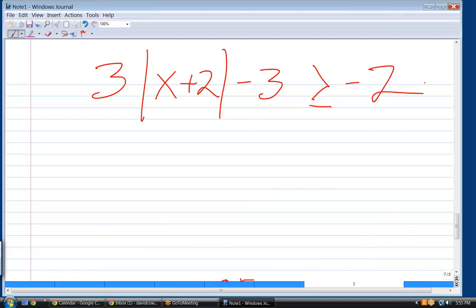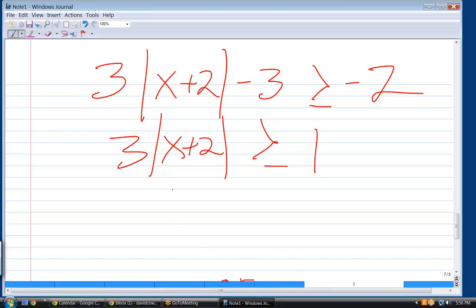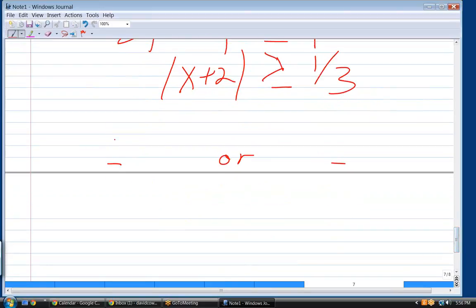Okay. I'm going to change that to negative 2. So at the end of my first step, at the end of my second step, and now what two things can I write? You can write that x plus 2 is greater than or equal to 1 divided by 3.